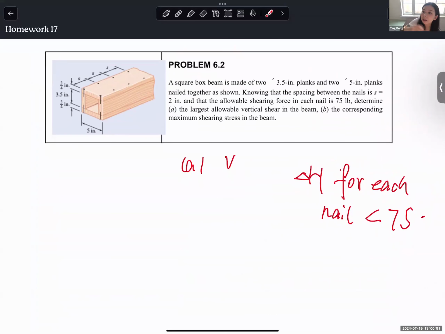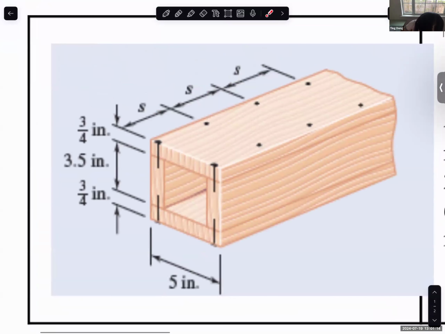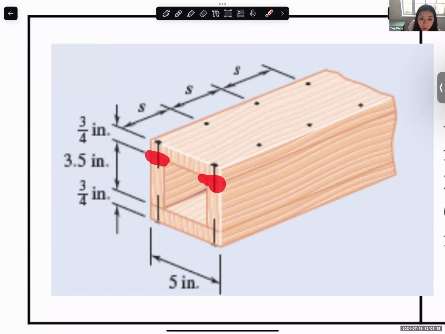Consider the two nails, top and bottom. As I said, the nails at the bottom do not affect the nails at the top, right? So we only consider this one first. You can consider this is the area, this is the plank, and this is a separate one. The two nails connect this one and this one and this one, and the cutting surface should be here and here. So you can use this entire top area as A to carry Q, but make sure you understand that the horizontal shear force carried by this whole area is carried by two nails. So when you consider 75, which is carried by a single nail, you need to divide by two. Make sense? If you use this area as A for carrying Q.